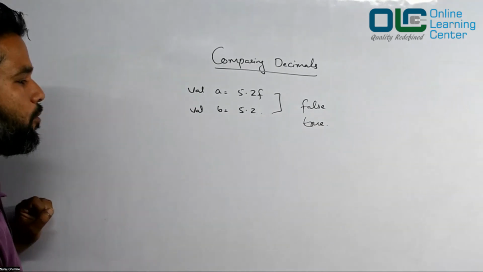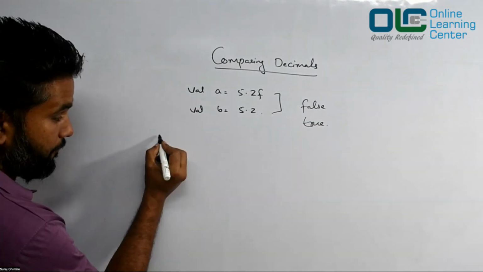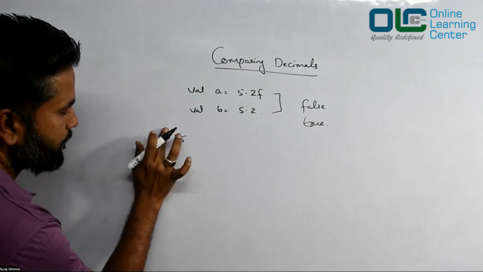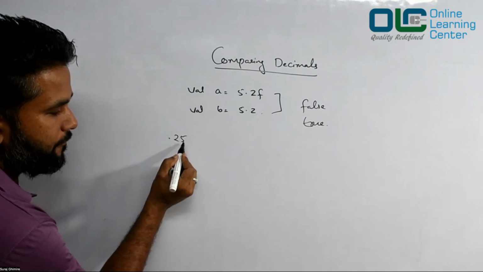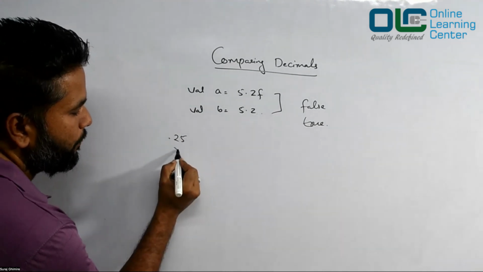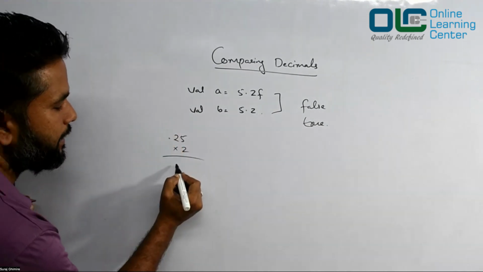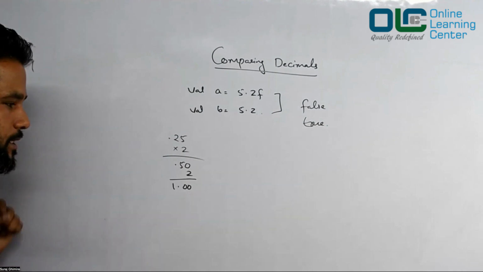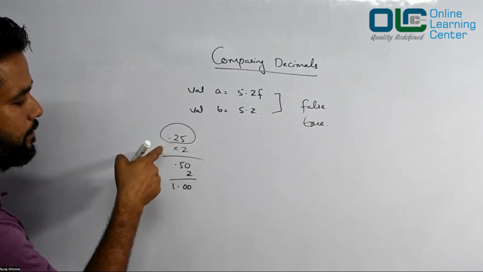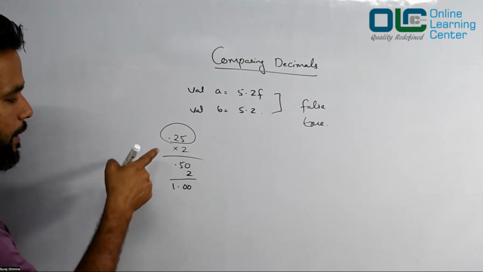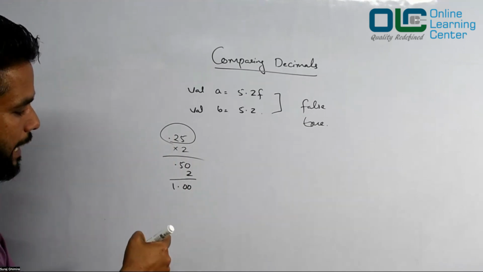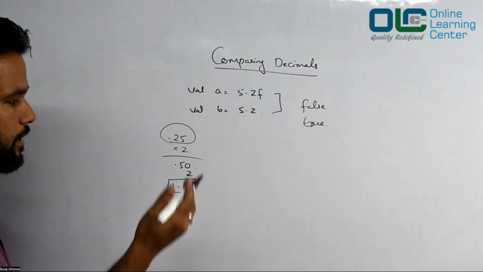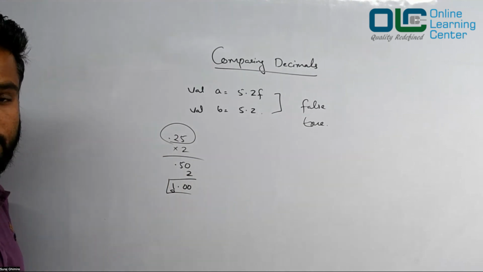There is a simple formula I would like to give you. If you have 5.25, remove this 5. Now you have only .25. Multiply it by 2. How much will you get? .50. Again multiply by 2. How much will you get? 1.00. Which means if I keep multiplying this .25 by 2 continuously, a time comes where it settles down to .00, a whole number. There is an end to it.